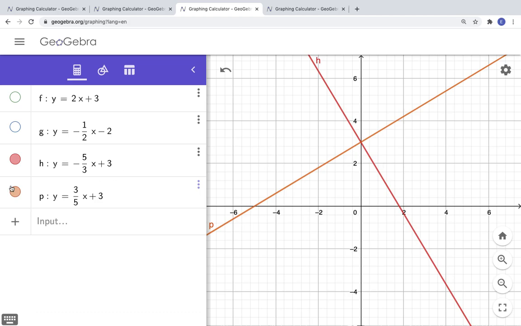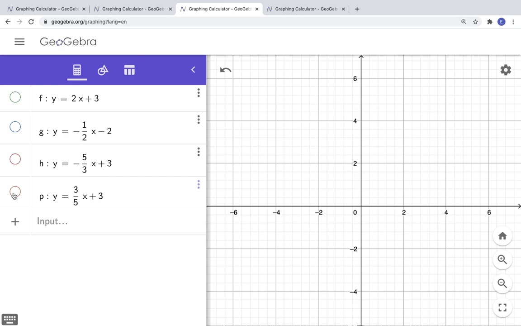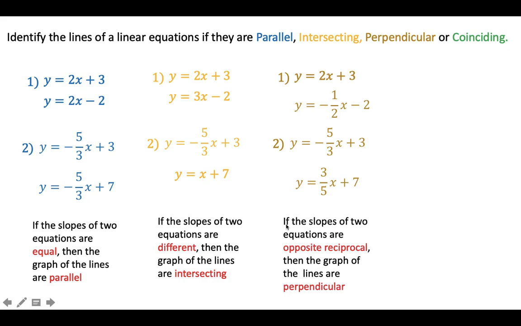So what makes them perpendicular? Observe again the slope. This is 3/5 and this is 5/3. That is the reciprocal. Look at the sign. This is positive, this is negative. So the signs are opposite, the slopes are reciprocal. In the other given, this one is 2/1 and this is 1/2. So they're reciprocal. This is positive and this is negative. It's the opposite. So we can conclude that if the slopes of the two equations are opposite reciprocals, then the graph of the lines are perpendicular.